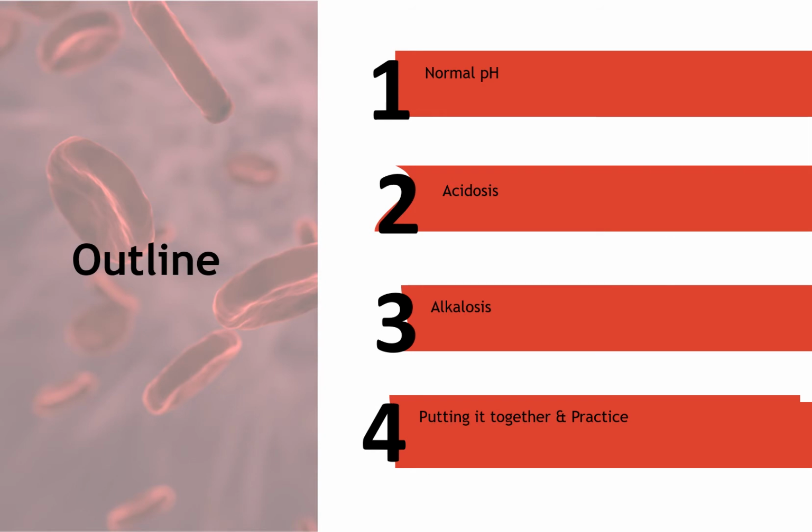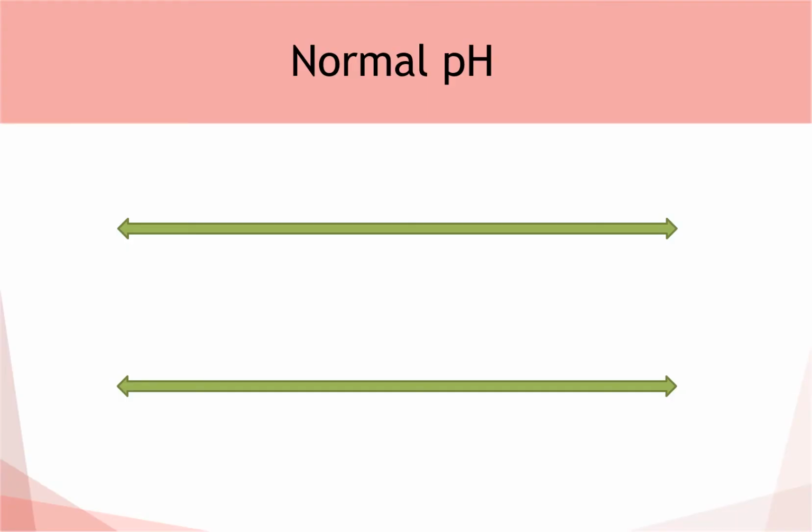Here's going to be our course outline for today. We're going to define normal pH. We'll go into states of acidosis, states of alkalosis, and then we'll put it together with some practice questions. And of course, these practice questions will be available in print as well. And let's get started with that.